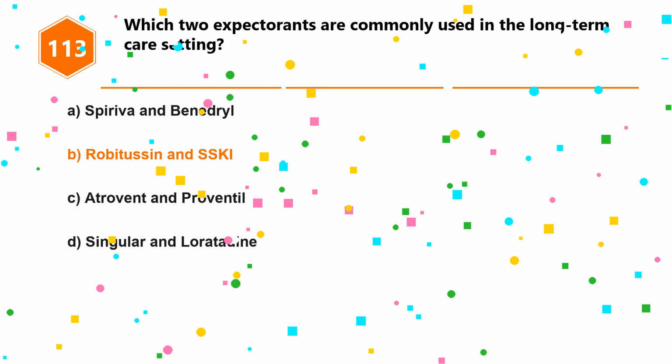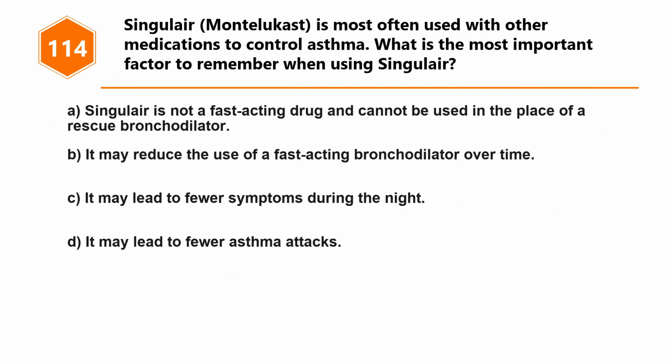The correct answer is option B. Robitussin and SSKI. Question 114. Singulair, Montelukast, is most often used with other medications to control asthma. What is the most important factor to remember when using Singulair?